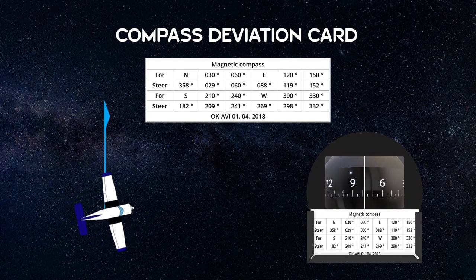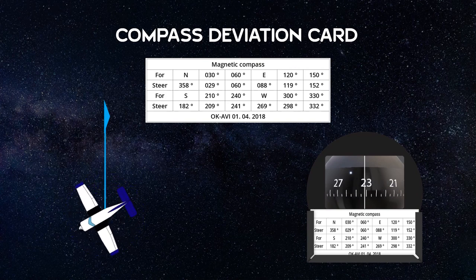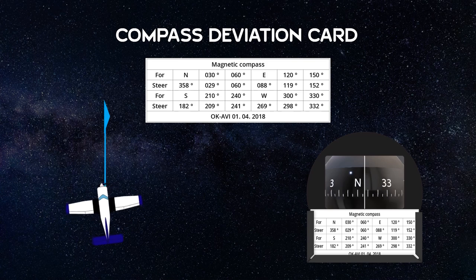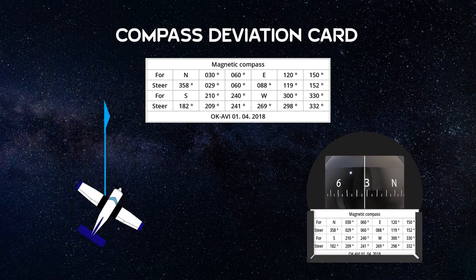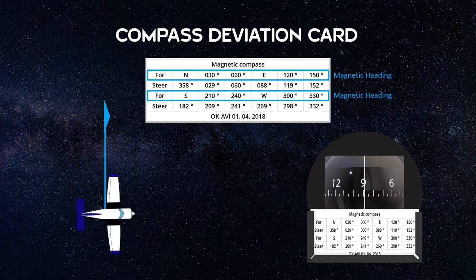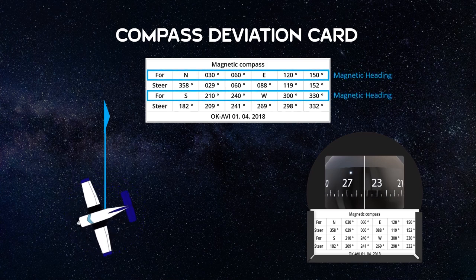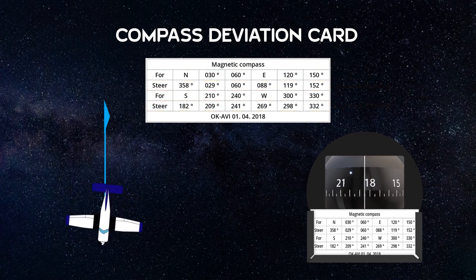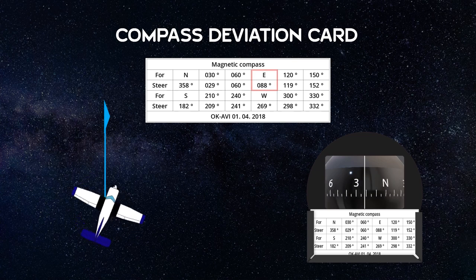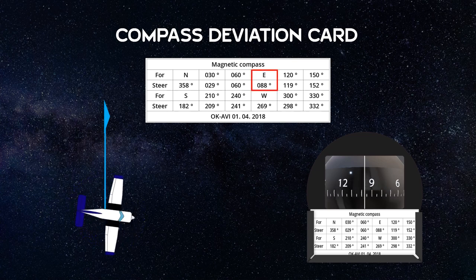Compass deviation card. The compass deviation card is usually placed in front of the standby compass or magnetic compass on an aircraft in the form of a table. The row titled 4 represents magnetic heading and the row titled steer represents compass heading. For example, if you want to fly 090 degrees magnetic heading, you need to steer the aircraft so that your magnetic compass will indicate 088 degrees.